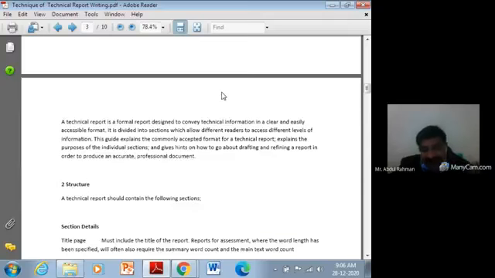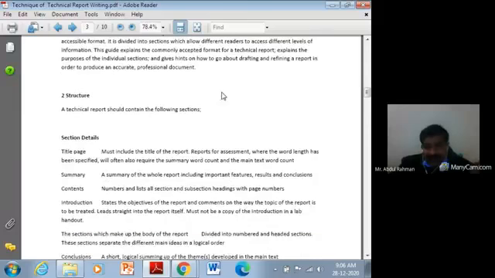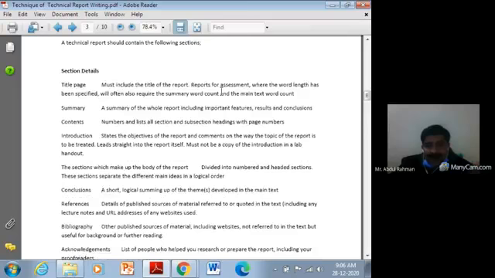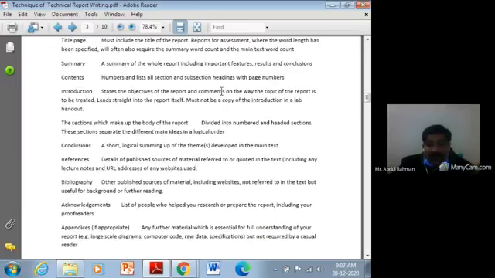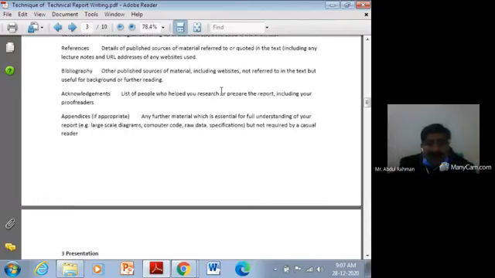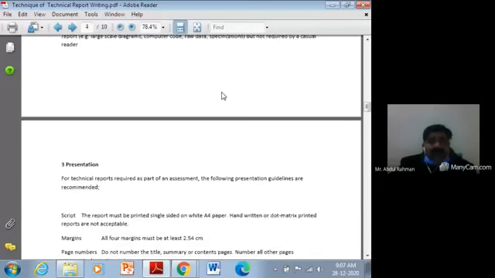Then we have got the next thing, that is the structure of the report. A technical report should contain the following sections: the title page, summary, contents, introduction, literature review, methodology, then results, then conclusion, references, then bibliography, acknowledgements, and appendices.